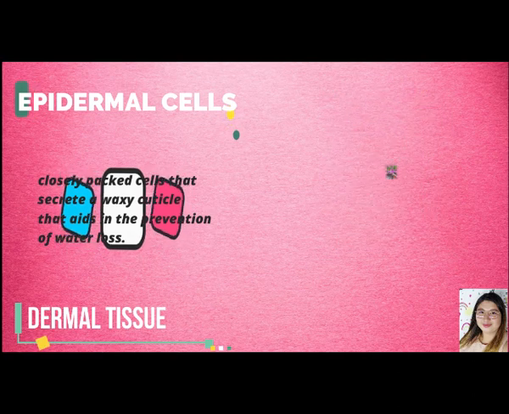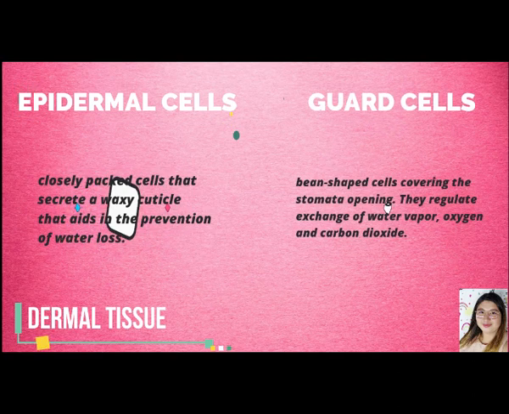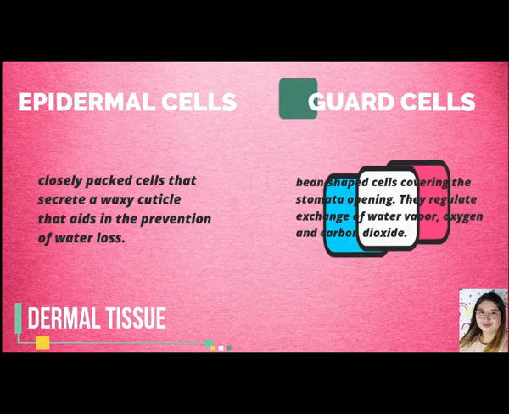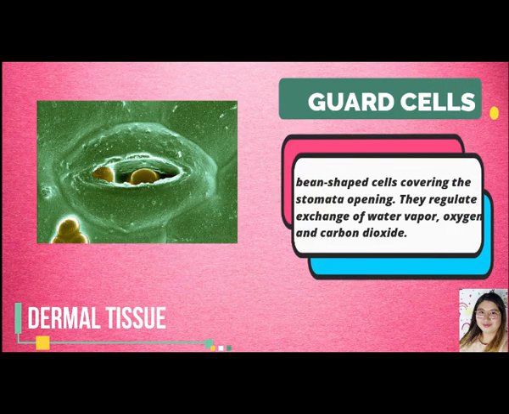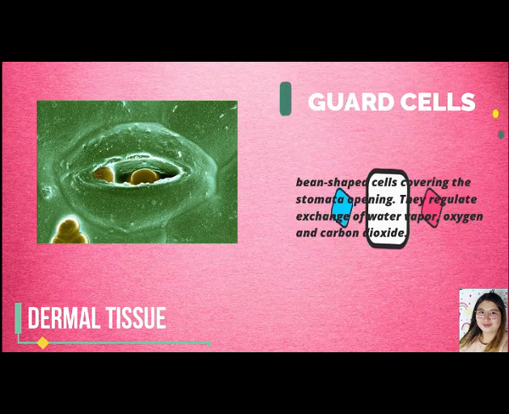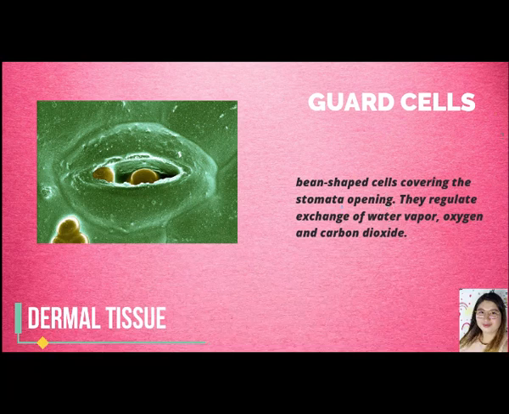Okay, aside from that, also in the dermal tissue, we have what we call the guard cells. Siguro narinig na ninyo ito before. So, I'm going to show you what a guard cell looks like. So, ito yan. These are bean-shaped cells covering the stomata opening. Ayan. So, yung stomata natin, it's an opening in the dermal tissue of our cells wherein nagkakaroon tayo ng gas exchange. So, anong gas exchange ang nangyayari dito? It's between oxygen and carbon dioxide. And also, pwedeng water vapor.